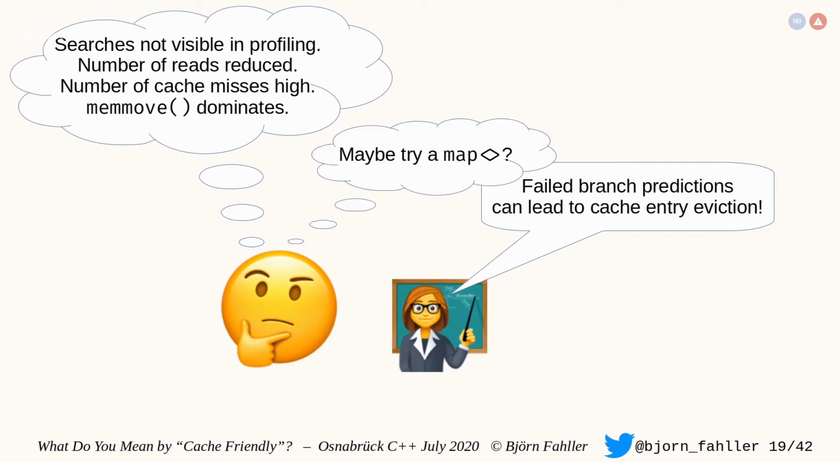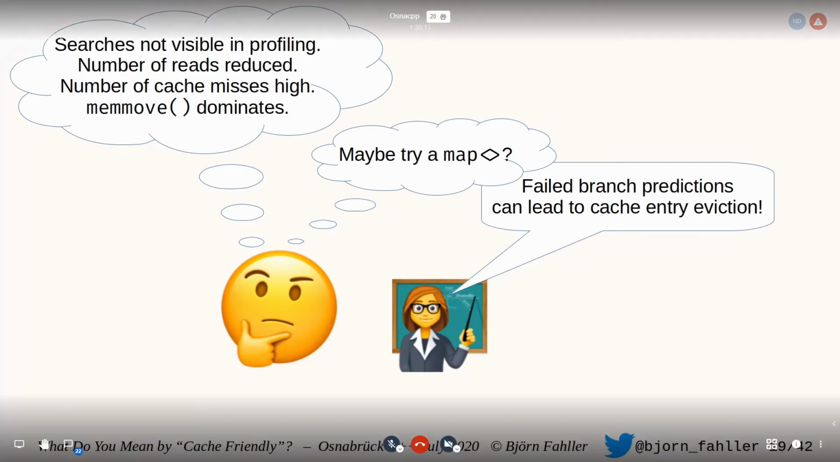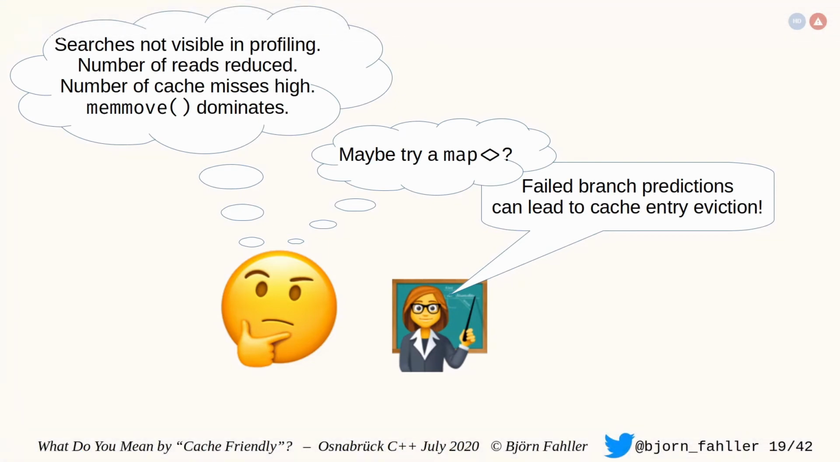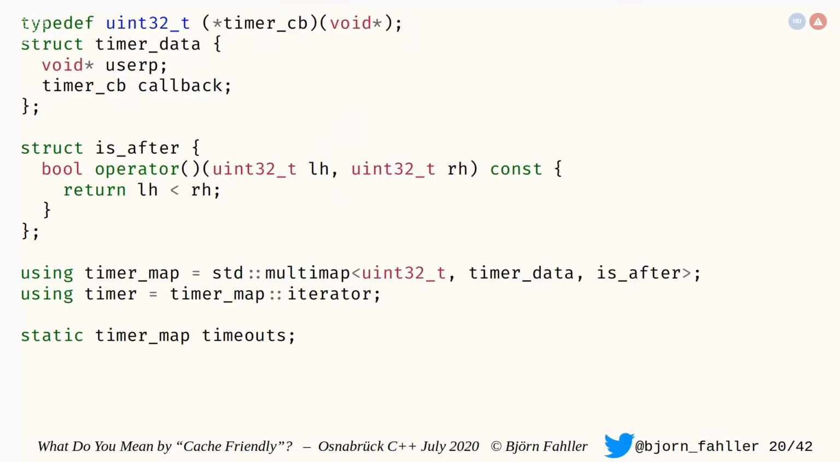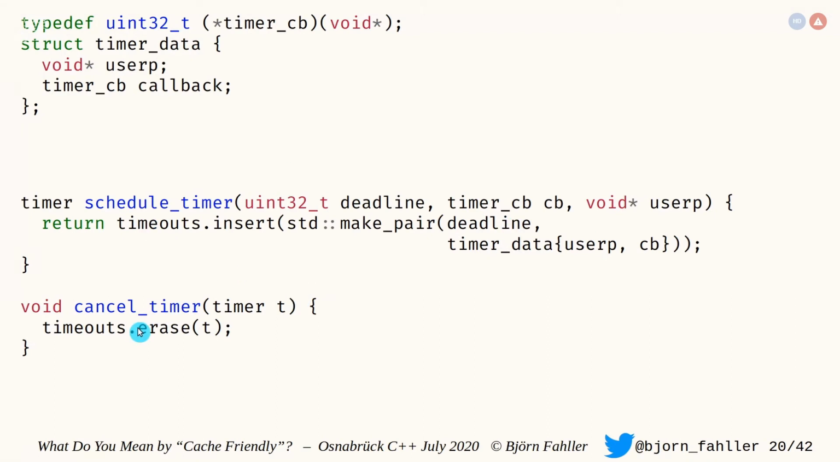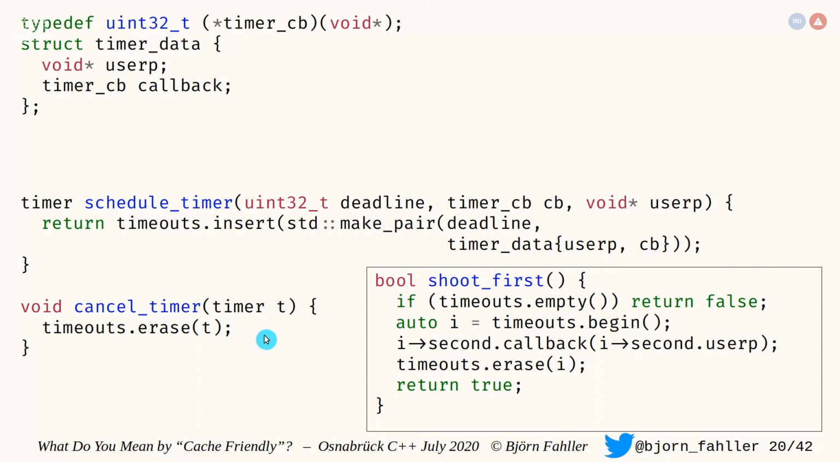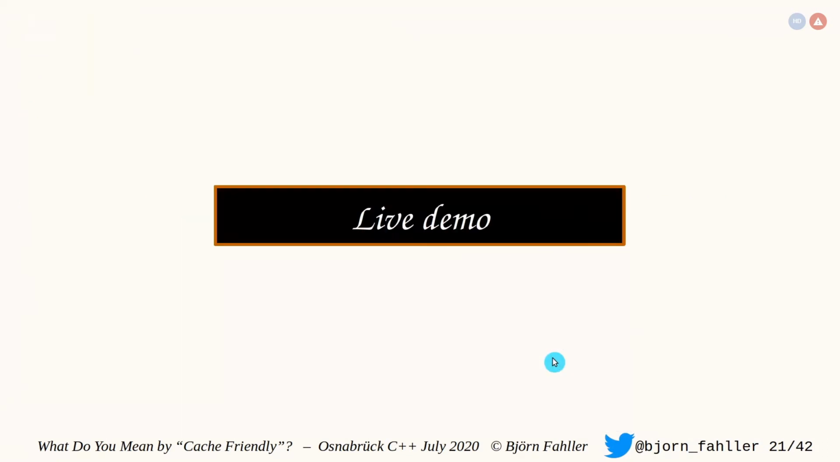So my thoughts here were, though, should we try a map? It's really popular to hate map, but it will do away with the mem_moves. So maybe it's worth it. Maybe it is. So the implementing is super simple. So it's a cheap experiment. Let's try. So we'd say that the timer is now a multi-map with a uint32 that is a timeout, and our timer data structure and is after comparison. And we use just the iterator for the timer information. So schedule timer is just an insert, and cancel timer is just an erase. So it's a super dead simple implementation. And shoot first, just check if it's empty, return false. Otherwise, get the first one and erase it. So let's try this.